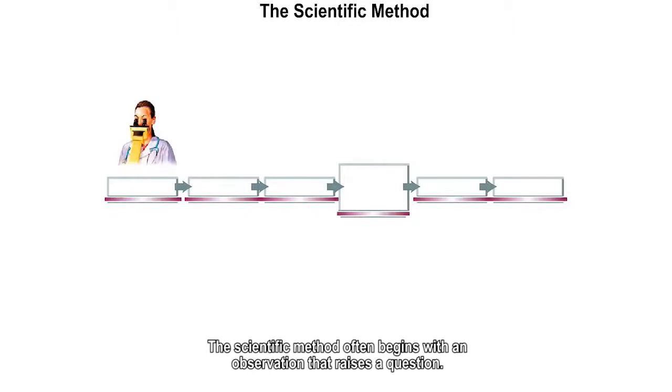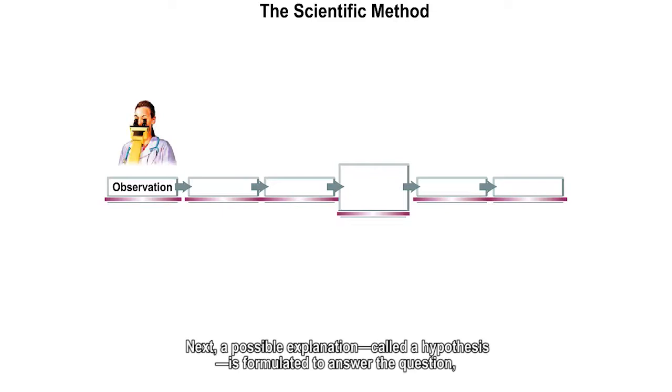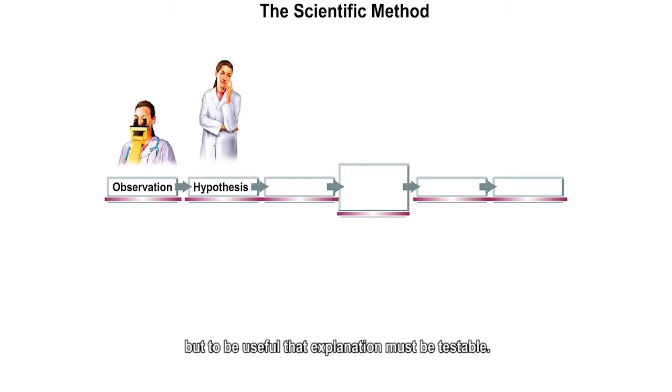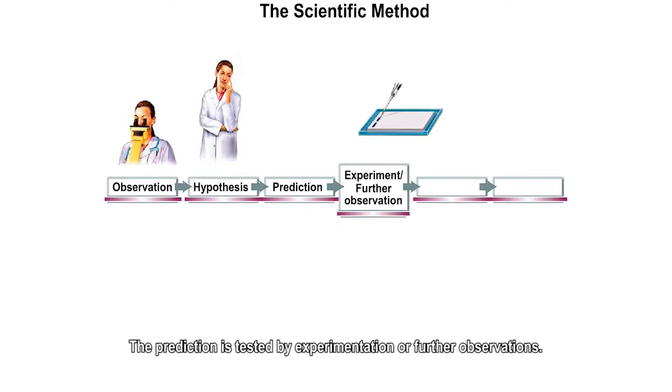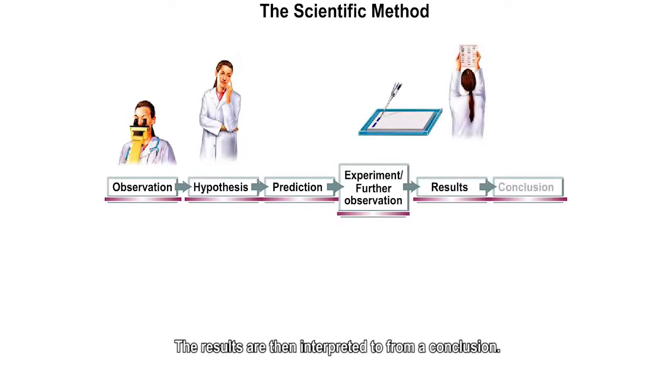The scientific method often begins with an observation that raises a question. Next, a possible explanation called a hypothesis is formulated to answer the question. But to be useful, that explanation must be testable. Generally, the hypothesis will lead to a prediction. The prediction is tested by experimentation or further observations. The results are then interpreted to form a conclusion.